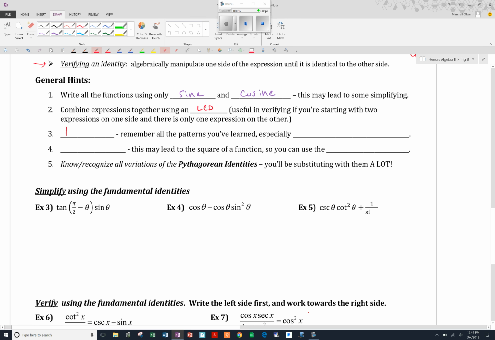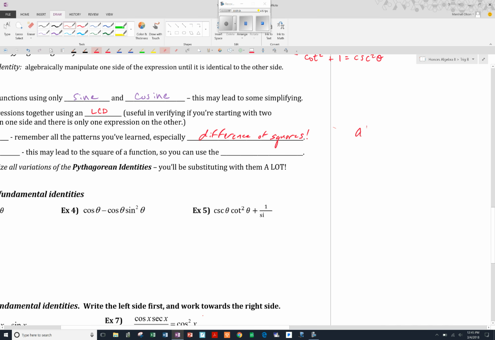Factoring. Remember all the patterns you've learned, especially the difference of squares, a squared minus b squared. I'll just write it over here. The fact that a squared minus b squared factors to a plus b times a minus b. I was getting ahead of myself there. And we can use that to factor something like cosine squared minus sine squared. Call that cosine plus sine, cosine minus sine.